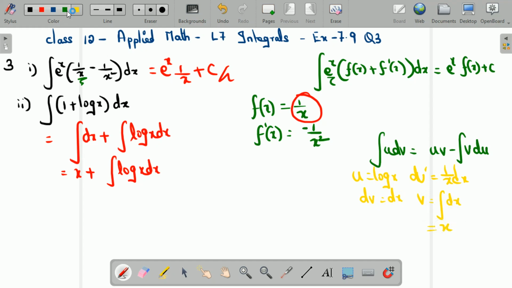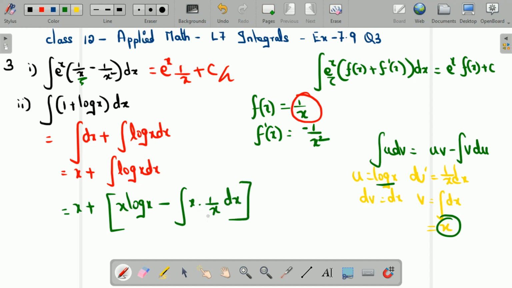So let's put back in the formula. So this part is there. So x plus, now here uv, so u into v, which means it's x log x minus integral v du. So v itself is going to be x into du is 1 by x dx. So this and this you can strike out. So this is x plus x log x minus integral 1 dx is just x.